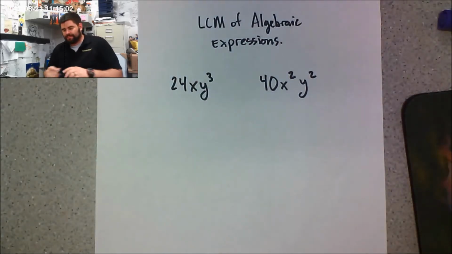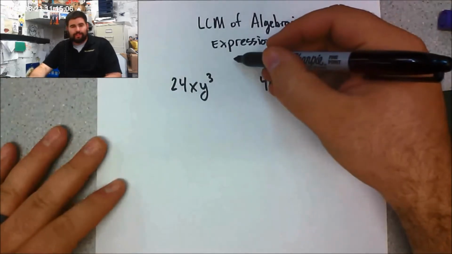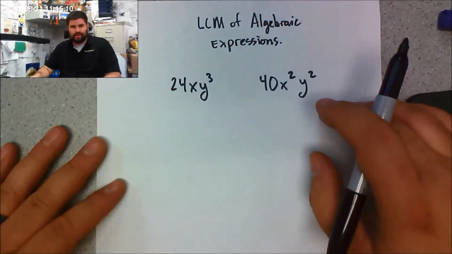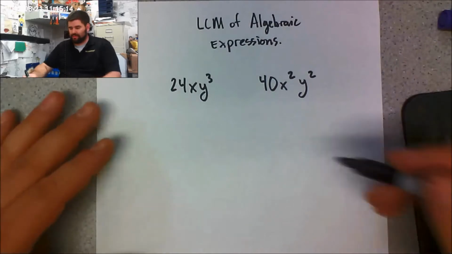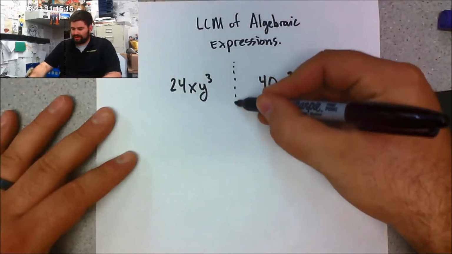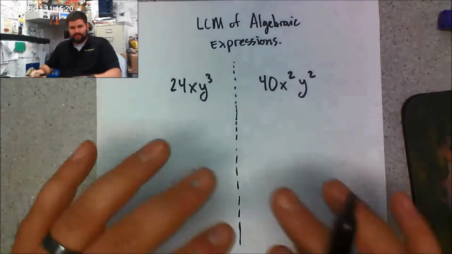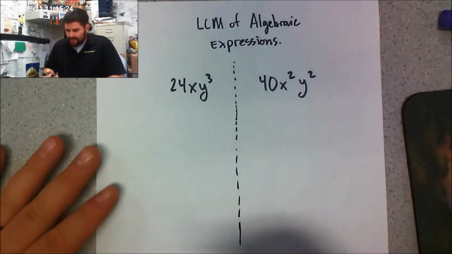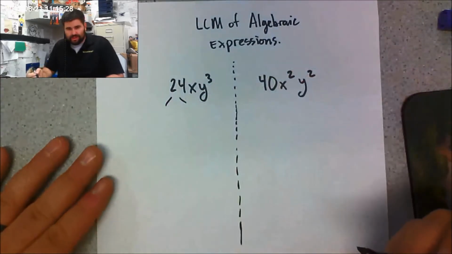What I'm going to do is find the prime factorization of each of these numbers and set it up so that I can find the least common multiple. I like to split my paper down the middle like this so that I can have two separate workspaces while I do this. First off the bat, I'm going to find the prime factorization of 24.